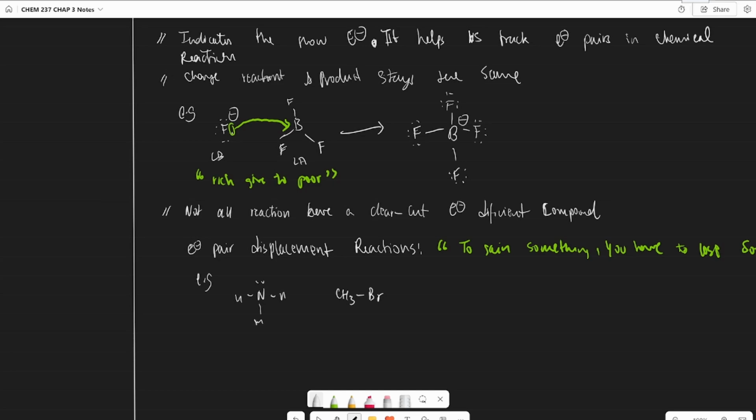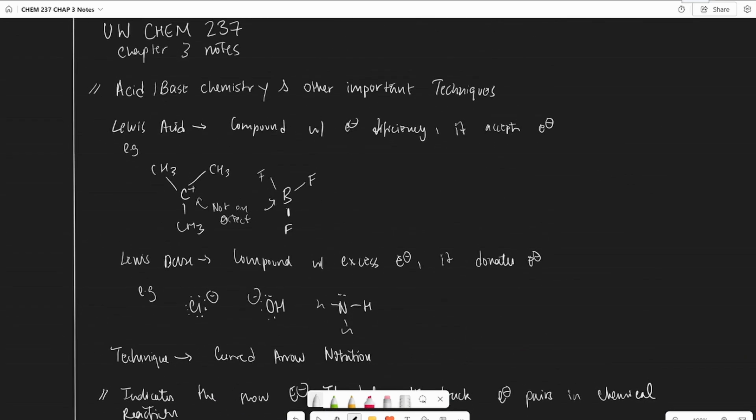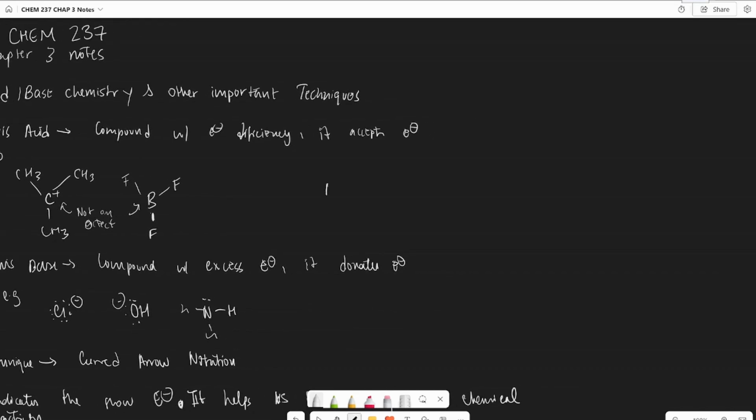Before I cover this, I have to cover some naming conventions. We have to cover terms like nucleophile and electrophile. So what is a nucleophile? Philia means to love. So if you're a nucleophile, that means you love the nucleus.